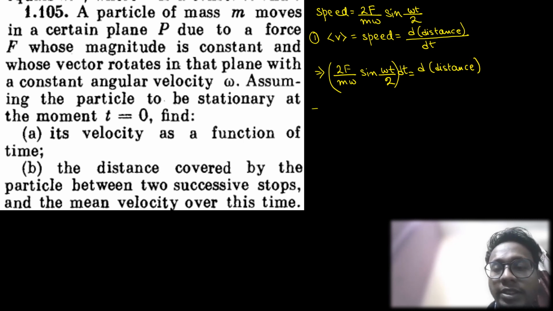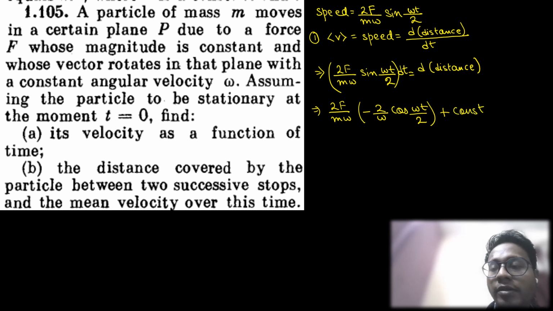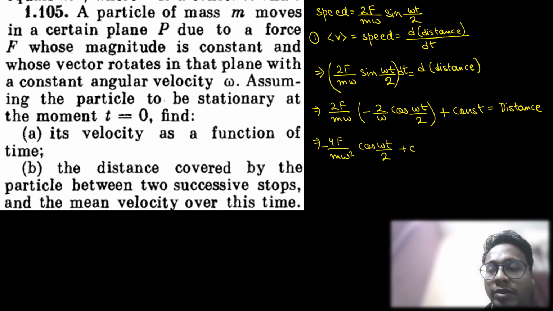So integration of this is nothing but 2f by m omega into minus 2 by omega cos omega t by 2 plus some constant is equal to distance, or 4f by m omega square minus 4f by m omega square cos omega t by 2 plus constant is equal to distance.